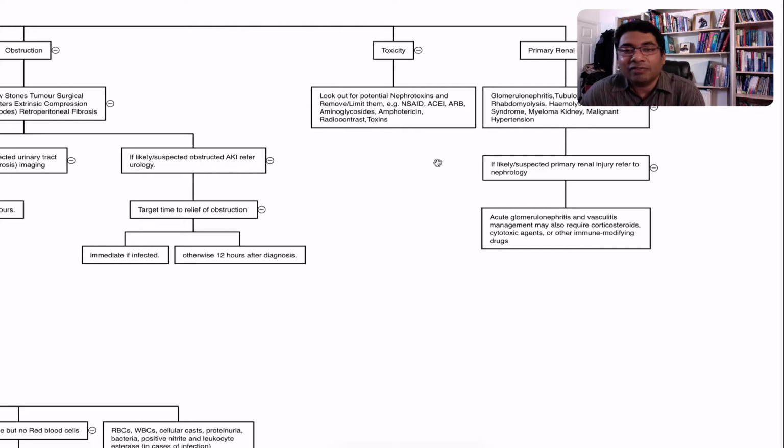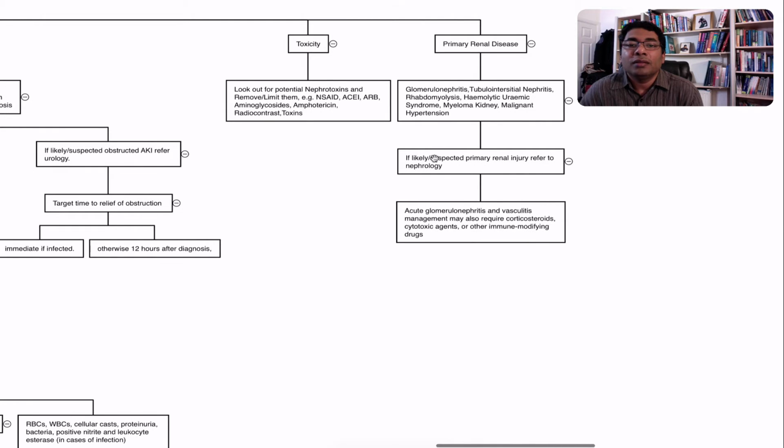Right. Toxicity. Look out for potential nephrotoxins and remove or limit them. Examples are non-steroidal anti-inflammatory drugs, ACE inhibitors, angiotensin receptor blockers, aminoglycosides, amphotericin, radiocontrast toxins, etc. And primary renal disease. You have to consider all these possibilities: glomerulonephritis, tubulointerstitial nephritis, rhabdomyolysis, hemolytic uremic syndrome, myeloma of the kidney, malignant hypertension. If primary renal injury is likely or suspected, refer to nephrology.